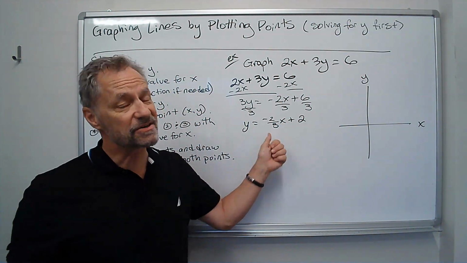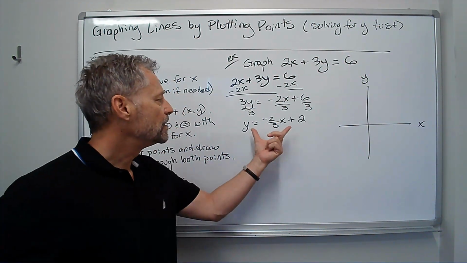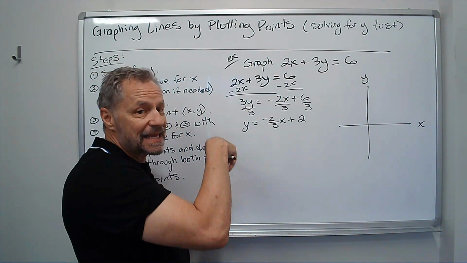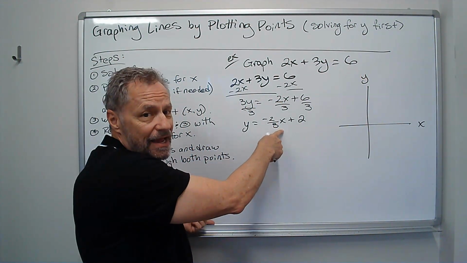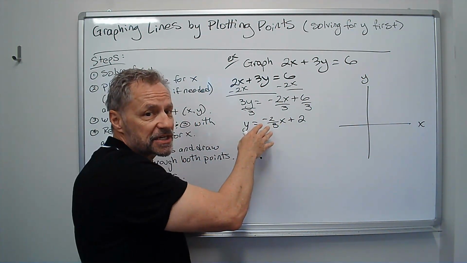Now I've got a fraction. A lot of students don't like fractions, but we're going to take care of that nicely. Once I have it this way, I need 2 points. I'm going to pick any value I want for x. 0 is usually pretty nice because this whole fraction disappears.